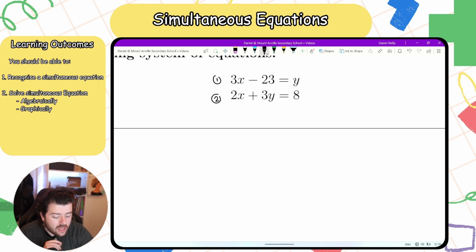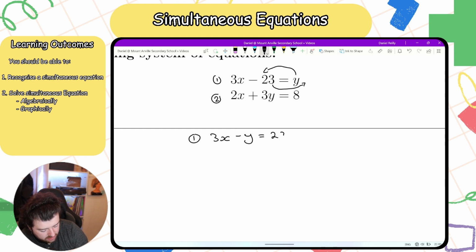I always want all my letters to the left and my numbers to the right. And I want my letters, or my variables, to be over one another. So I want to bring this y over here and move the 23 back over to the right hand side. So I have 3x minus y equals 23. Then I have 2x plus 3y is equal to 8. Now that's more like it, and now we can get started.